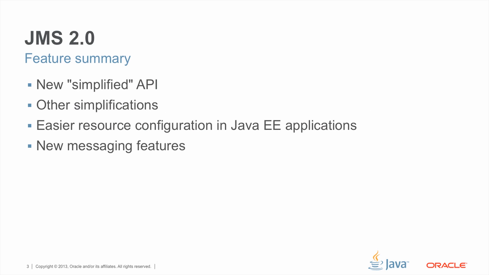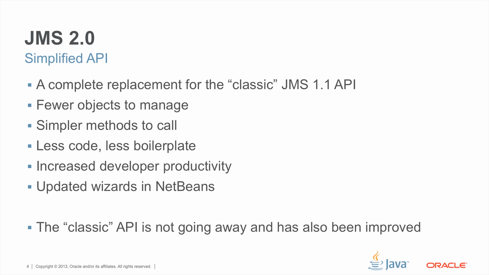I'm now going to take you through some of the new features of JMS 2.0. I'm going to tell you about a completely new API that we've added to make JMS easy to use. I'm also going to tell you about a few specific simplifications we've added. I'd also like to mention some features we've added that will make it easy to use JMS in a Java EE application in particular. And finally, I'll run you through a few new messaging-related features. So let's go through the main new features of JMS 2.0 in a little more detail.